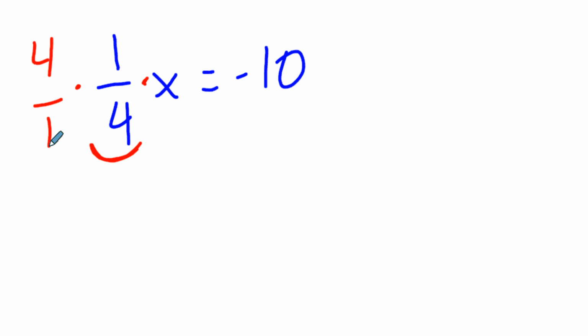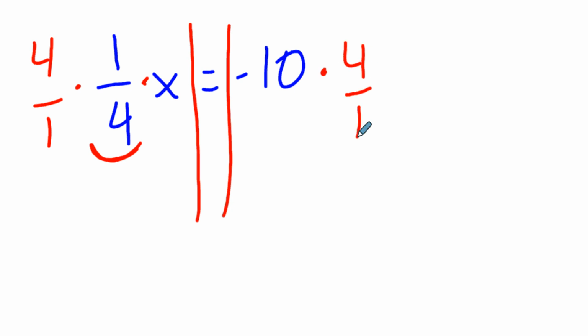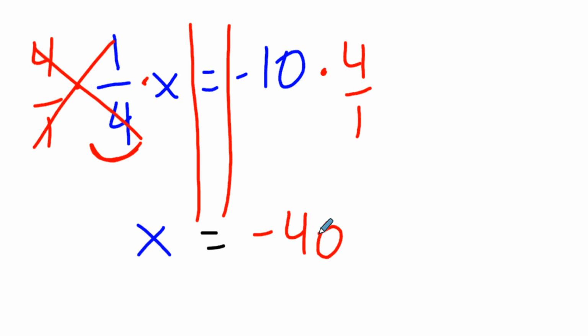But if we remember from yesterday, from our one-step equations, if you do one thing to one side of the equal sign, we need to make sure we stay balanced. So we need to multiply this side by 4/1 as well. When these multiply, they cancel each other out, so we're left with just x on the left side, the equal sign in the middle, and on the right side we take -10 times 4. We get -40, because a negative times a positive is a negative. So we have x equals -40.